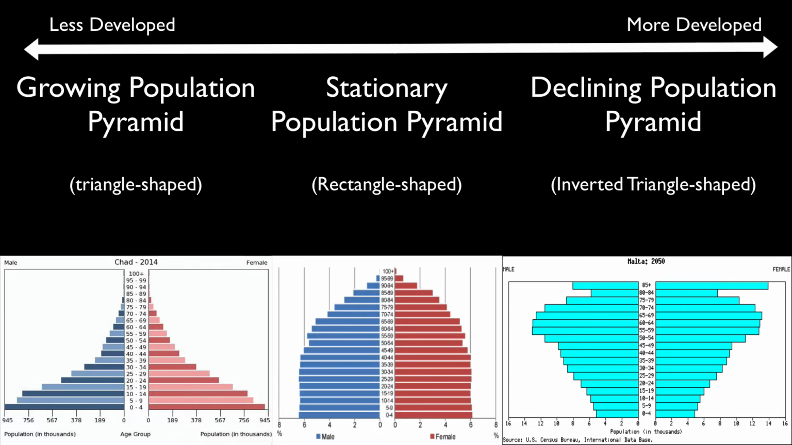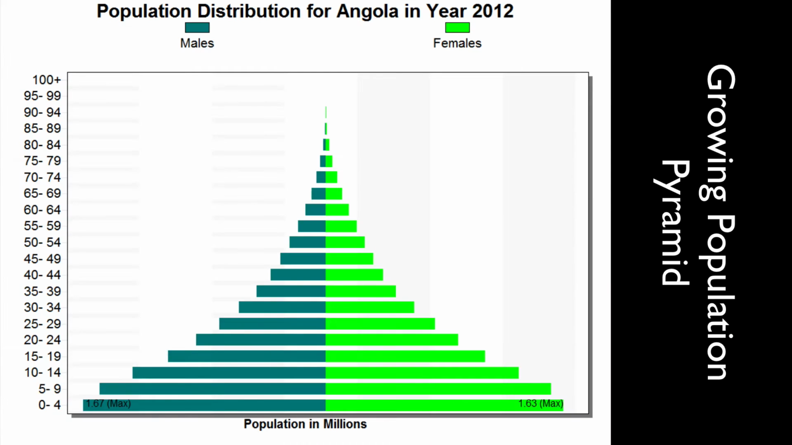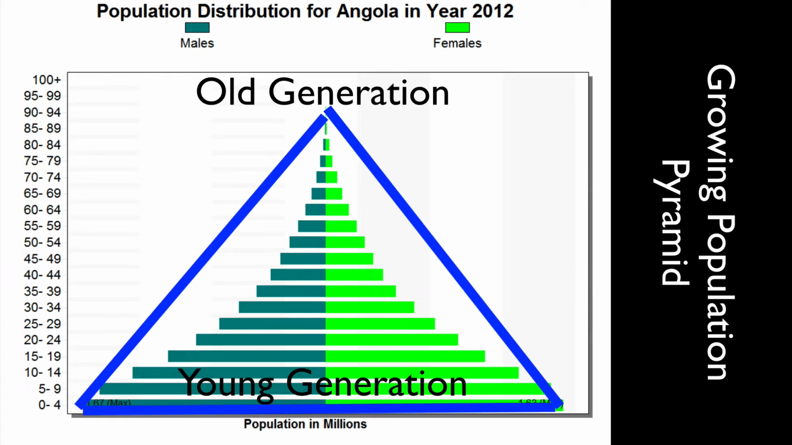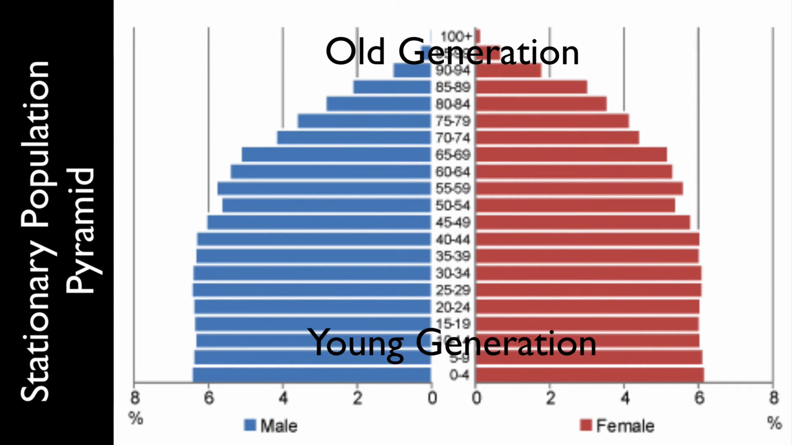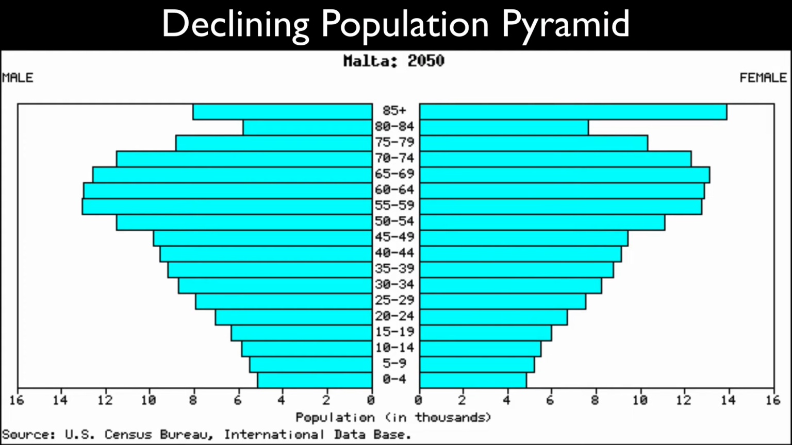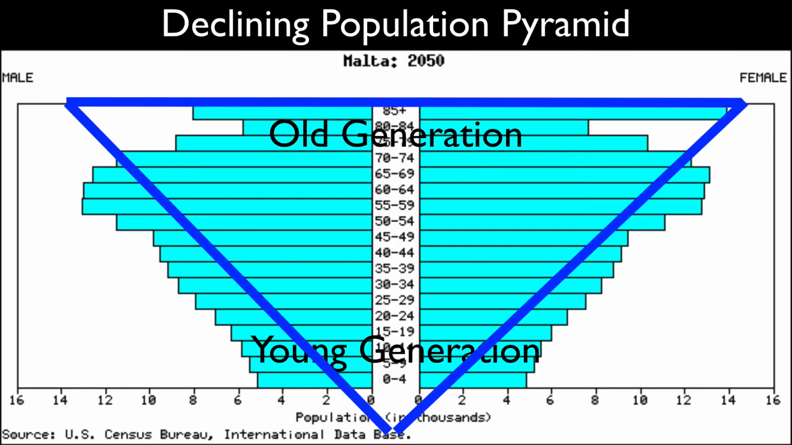There are three types of population pyramids. Growing population pyramids means that there's a bigger base of younger generation than there is of the older generation, so it looks more of the shape of a triangle. A stationary population pyramid means that the older generation is the same size as the younger generation. And a declining population pyramid shows us that the older population is more numerous than the younger generation.